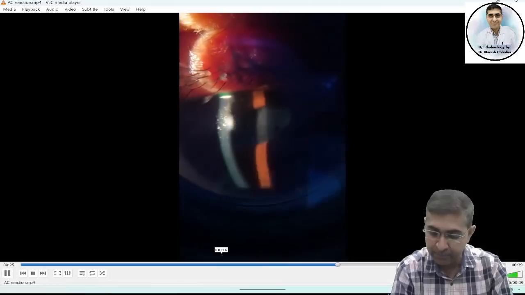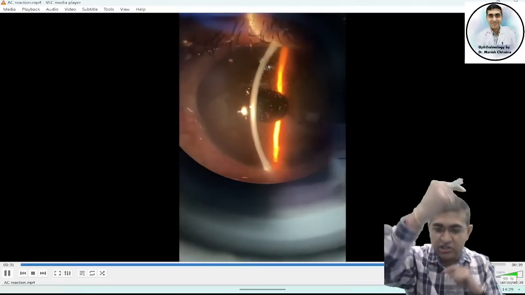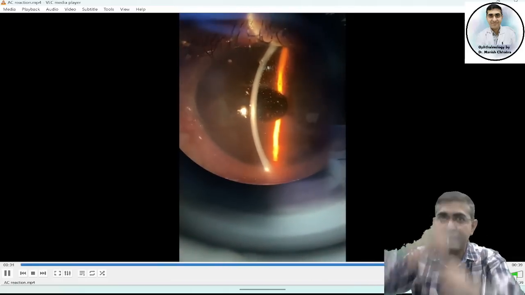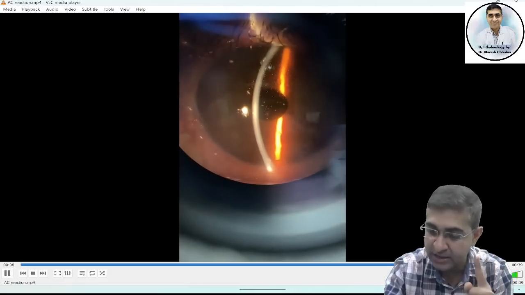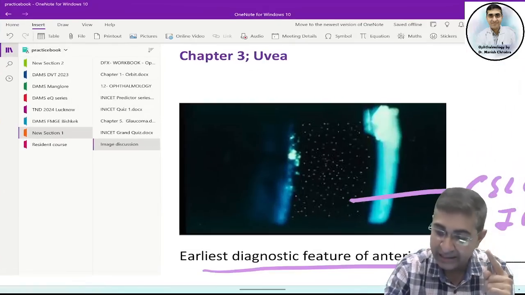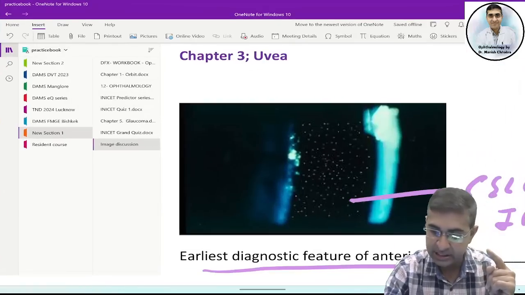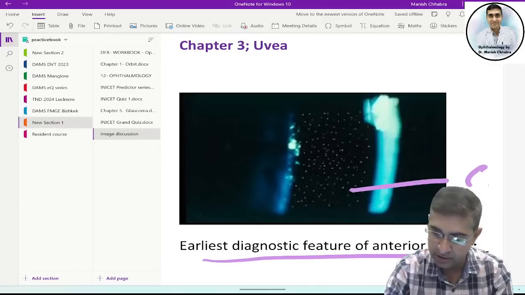Now I'm going to increase the magnification of the slit lamp. I took the phone and just put it at the viewing area of the slit lamp. Now you are going to appreciate. Yes, just give me a second. Yes, now are you able to appreciate the cells rotating in the anterior chamber? So this is the earliest diagnostic feature of anterior uveitis. What is the other name of anterior uveitis? It is your iridocyclitis. Okay, we also call it iridocyclitis.